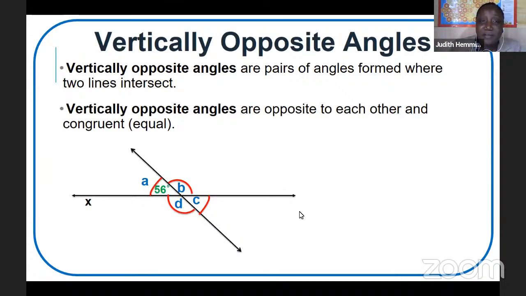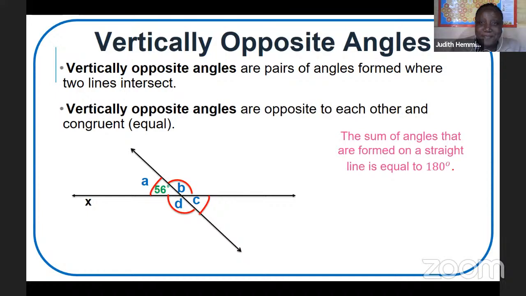Vertically opposite angles are formed when two lines intersect each other. And you find that the angles that are opposite to each other in those intersections are both equal. And also, the sum of angles on a straight line would give us 180 degrees. All right, thank you, Ms. Hemmings. Sure. And so we recognize that the sum of the angles on a straight line measures 180. So we summarize these concepts.